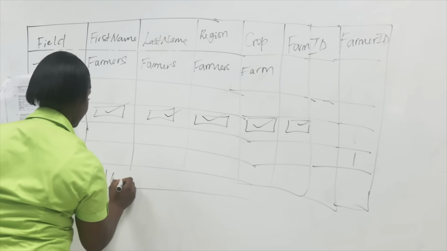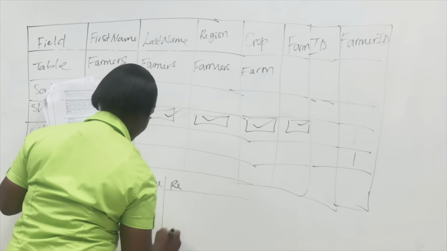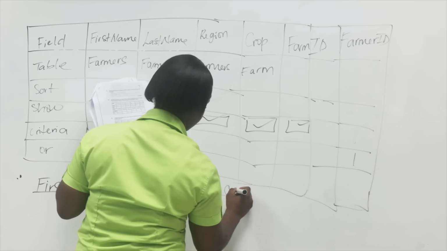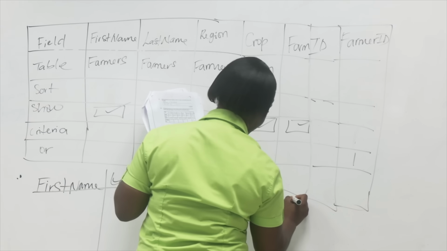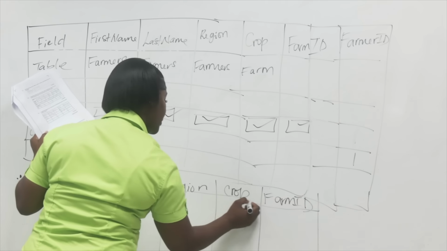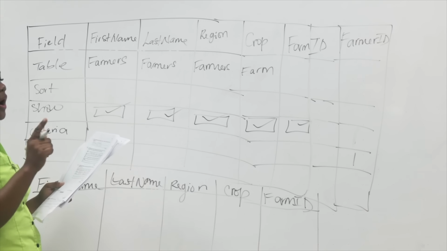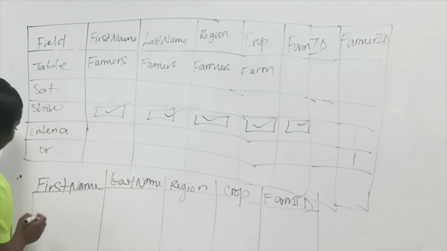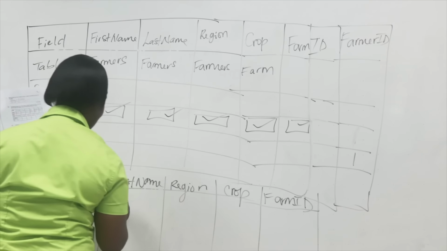last name, region, crop, and the farm ID. So when we look on our table, the person who meets this criteria with farmer ID 1 is Jack Smith. So we would put all records for Jack Smith because he is the person with farmer ID 1.